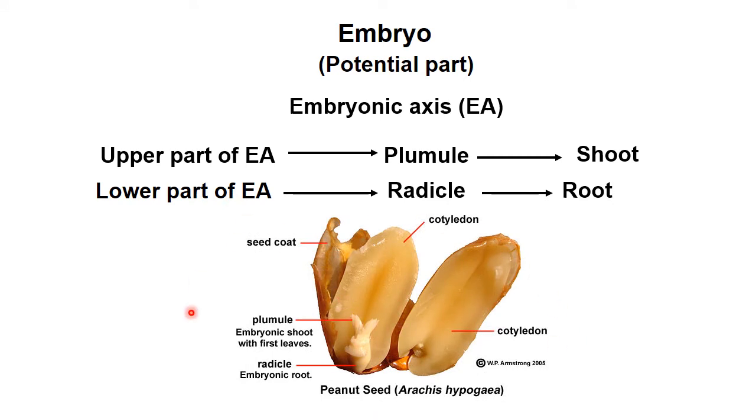Here the picture shows the seed of a peanut, which is scientifically called Arachis hypogea. It consists of three parts. The first part, which is the protective part, called seed coat. The second part is the nutritive part, called the cotyledon. And the third part, which is the potential part, called embryo. It consists of embryonic axis, and here the upper part of the embryonic axis called plumule, and it develops into shoot system. The lower part of the embryonic axis called radicle, and it develops into root system of the plant.